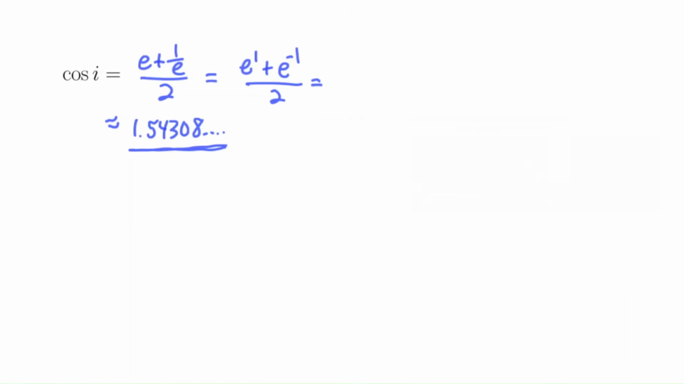You may or may not recognize that this is cosh of 1, hyperbolic cosine of 1. If you've never seen the hyperbolic cosine function before, cosh of x is defined to be (e^x + e^-x)/2. It's really the average of e^x and e^-x. And so notice that cosh of 1 would be (e^1 + e^-1)/2, which is exactly what we have here.